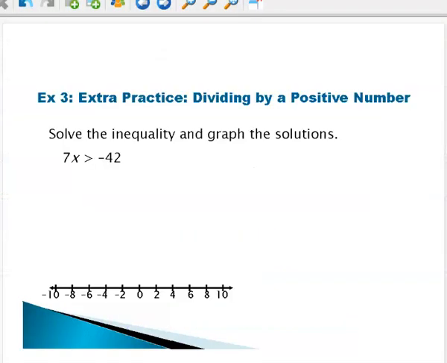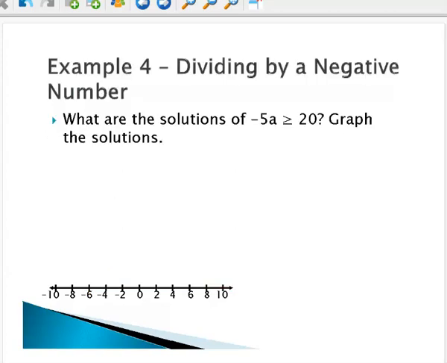Okay, here we go. This one, I'm going to let you work on your own. So go ahead and pause the video and we'll be back. Okay, let's see what you came up with. See if it matches what we have here. You should get that your variable is greater than -6. And if we graph it, you'll have an open dot at 6 and it will be shaded to the right.